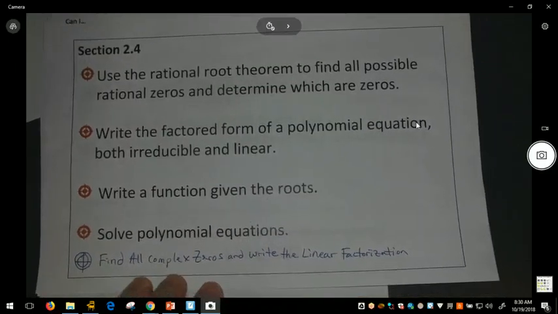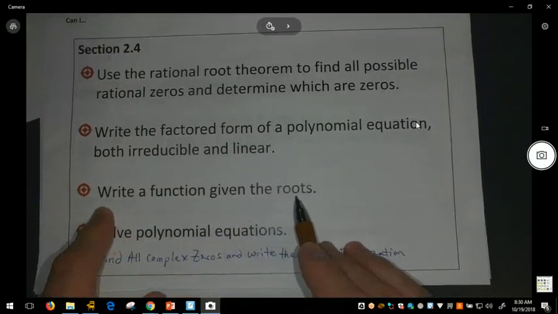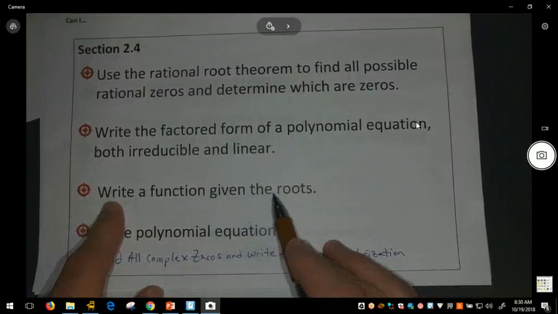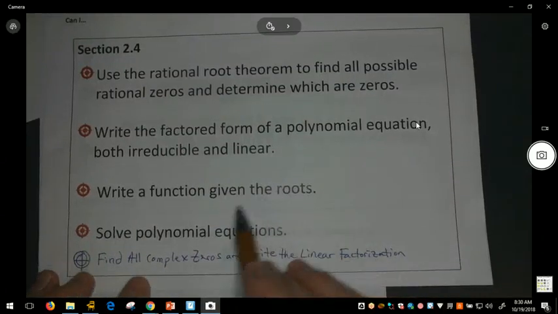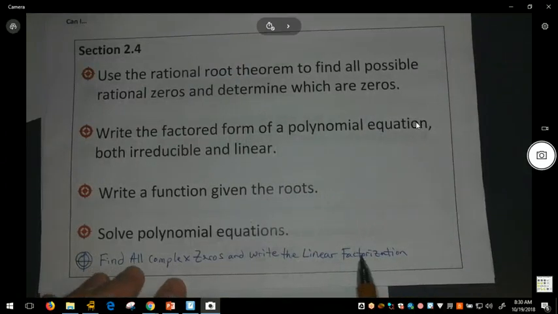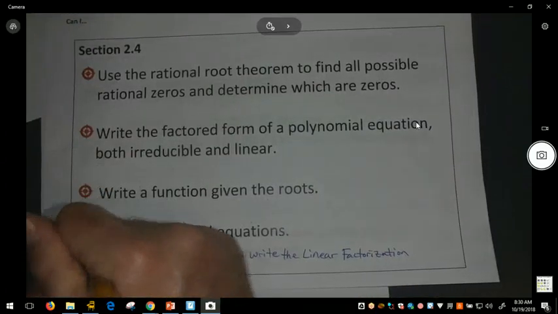We're going one step further with that, where you're given a root that is a complex root. So you'll have to build at least that part, or one of the irreducible factors from the root that's given, so that you can find all complex zeros and write a linear factorization when given a root. That is today's target.